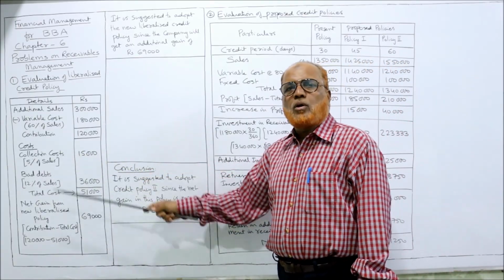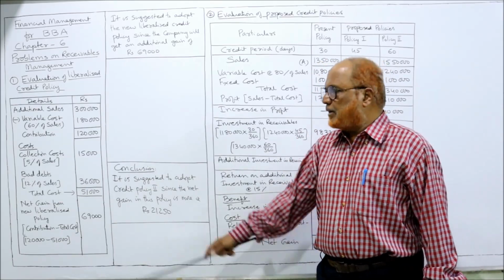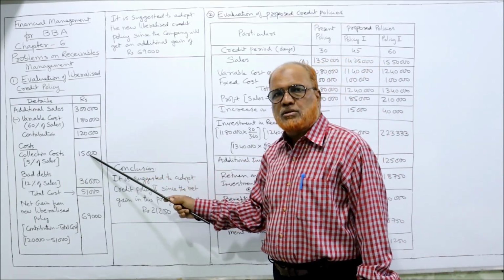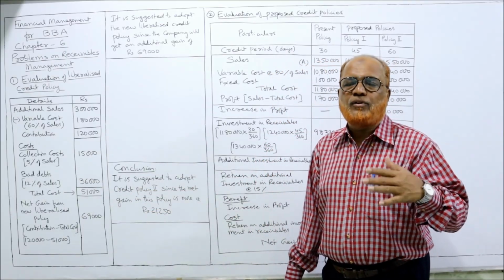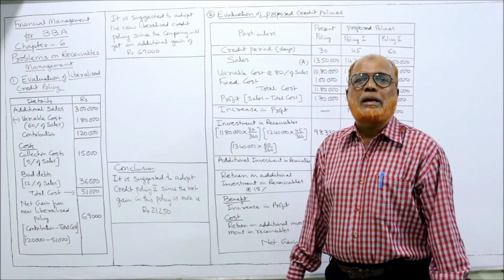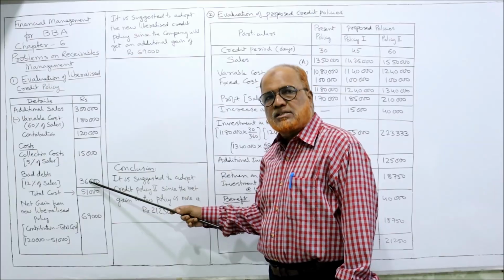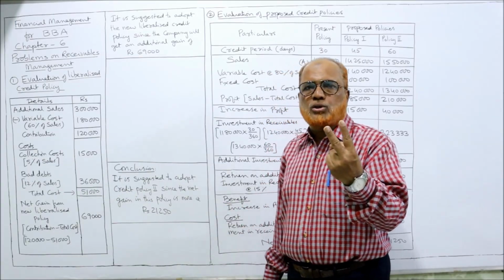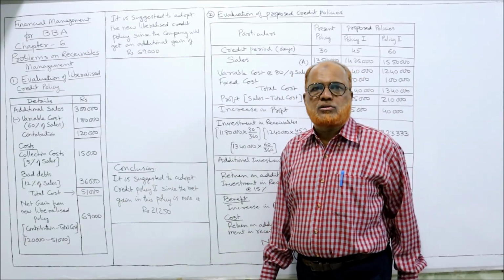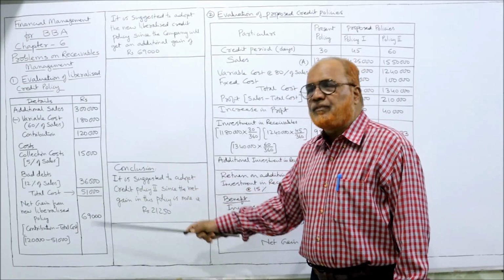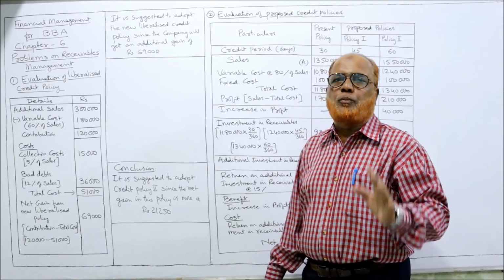Cost. One cost is the collection cost, 5% given in the problem. So 5% of sales is 15,000. And bad debts. The risk of non-payment given in the problem is 12%. That is the bad debt loss. So 12% of sales is 36,000. So we are incurring two costs. One cost is collection cost, another cost is bad debt loss. So add up these two, 51,000 cost we are incurring by adopting the new policy.